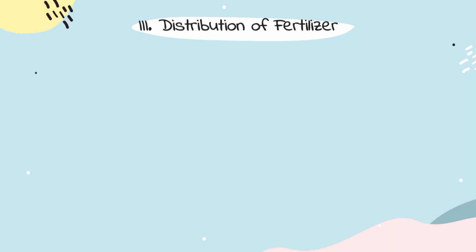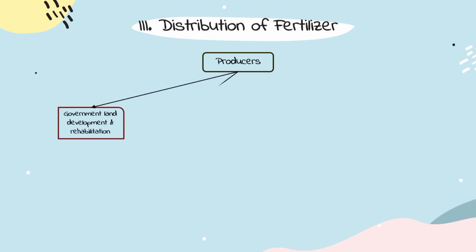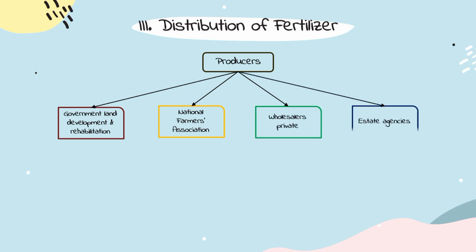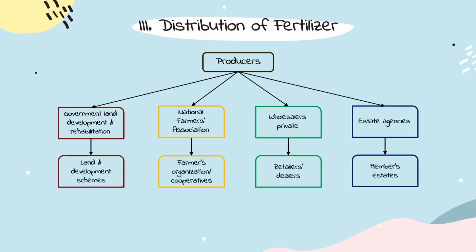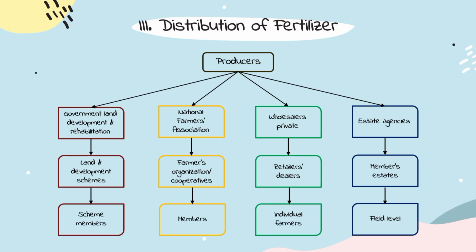Next, there are many channels for the distribution of fertilizer. From the producers, the fertilizers are distributed to government land development and rehabilitation agencies, the National Farmers Association, wholesalers, and private and estate agencies. Users can obtain fertilizers from these channels respectively, as the chart shows.